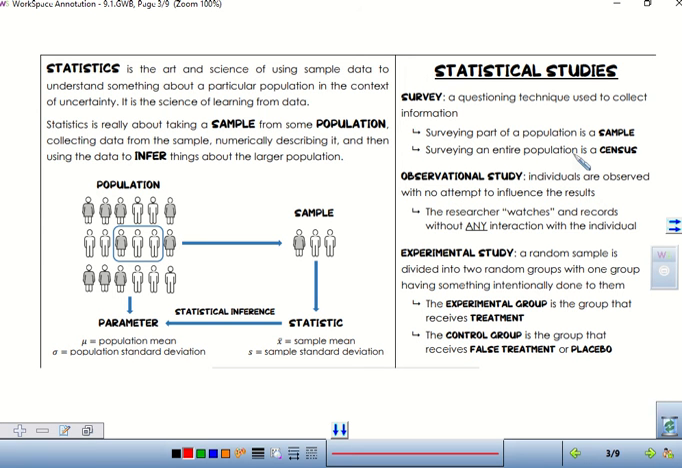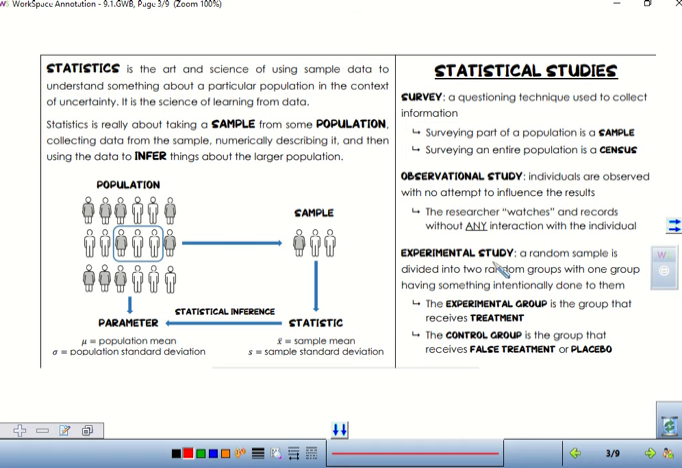Survey can be done in the form of a questionnaire. It can be done in the form of a verbal survey, a written survey. And then an observational study are individuals observed with no attempt to influence the results, in the sense that the researcher watches and records without any interaction with the individual. So observational studies are studying things that people are already doing, okay? So you're not like imposing something on them.